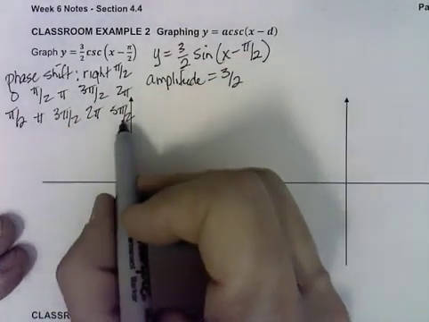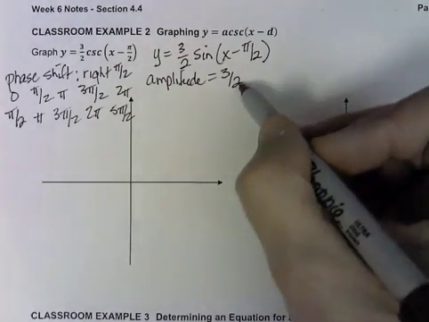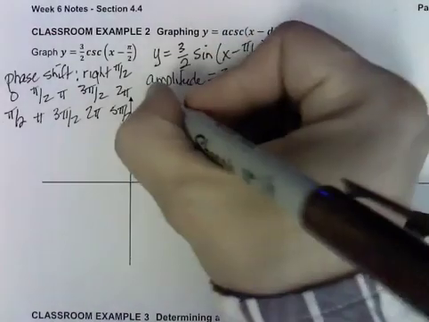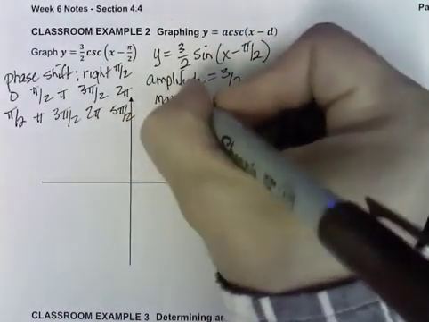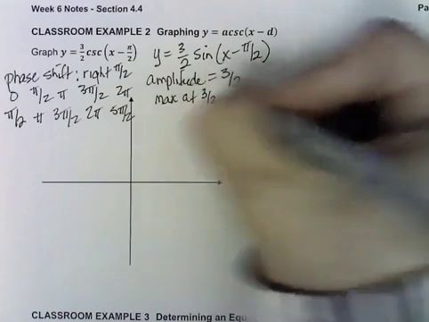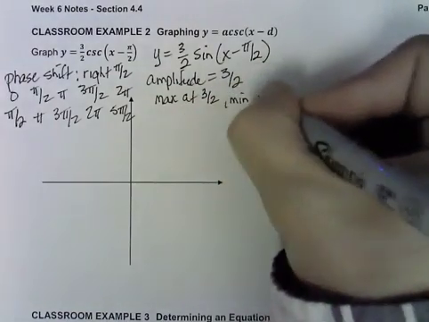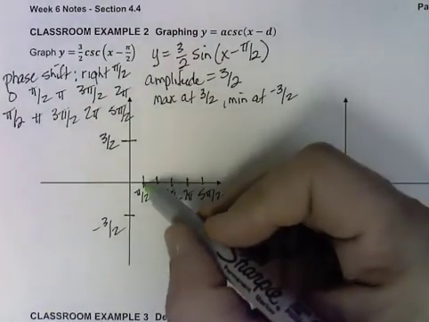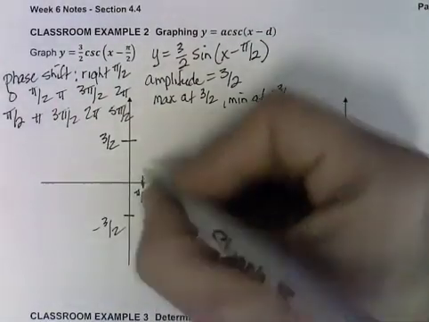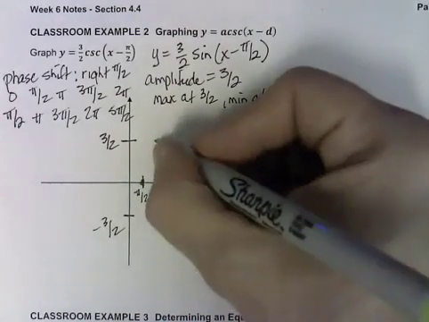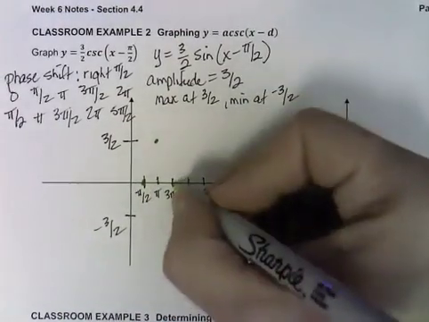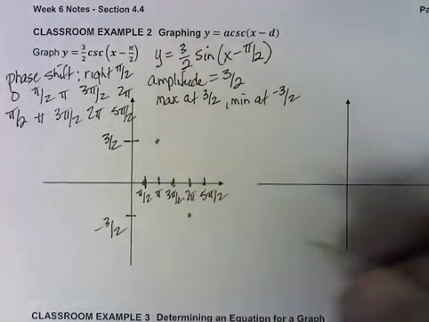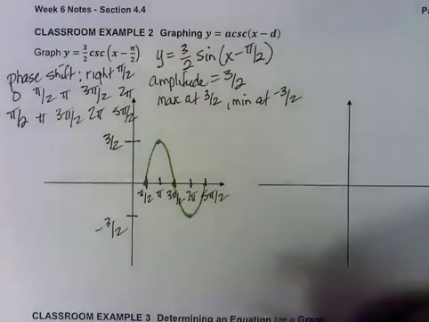That's going to change my x values. This is just going to change my y values. It's going to multiply every y value by 3/2. So that means my maximum y value is going to be at 3/2. My minimum y value is at negative 3/2. Now I'm going to graph my sine function. I'm starting it here, so this is where my x-intercept is. Then here I'm going up to my maximum, back to the x-axis, down to my minimum point, and back to the x-axis. So there's my sine function.